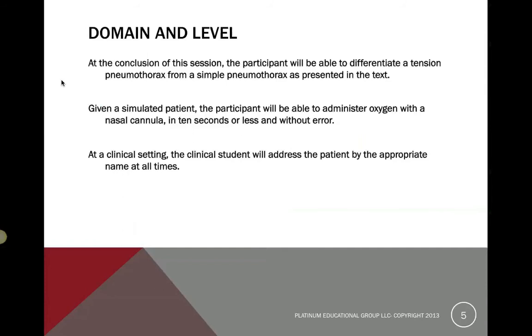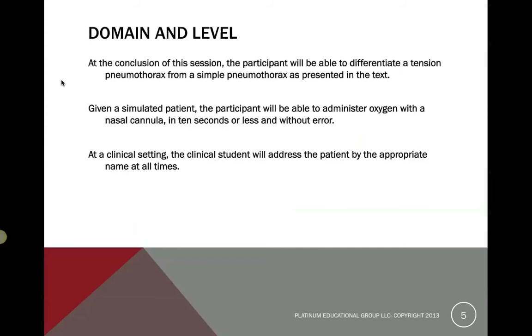The second objective exampled here is given a simulated patient, the participant will be able to administer oxygen with a nasal cannula in 10 seconds or less and without error. So given a simulated patient is the condition. The participant, as the audience, will be able to administer oxygen with a nasal cannula is what they're going to do, or the behavior, in 10 seconds or less and without error is the degree. So given this is they're doing something with their hands, this would be a psychomotor objective. And because they have to do it in a set period of time and without error would mean they would be doing this at what's referred to as the precision level.